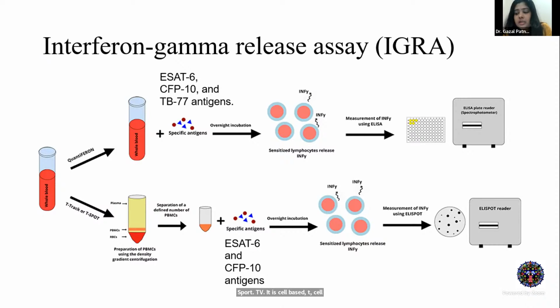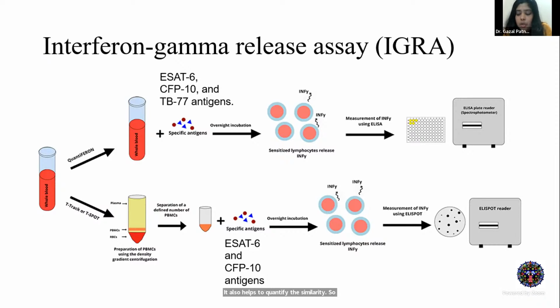The difference is that the first uses whole blood, the second uses T cell based enzymes, and the first one uses all the three peptides, whereas the second one uses ESAT6 and CFP10 antigens. So from this we know that IGRAs not only indicate infection, they also help to quantify the severity.